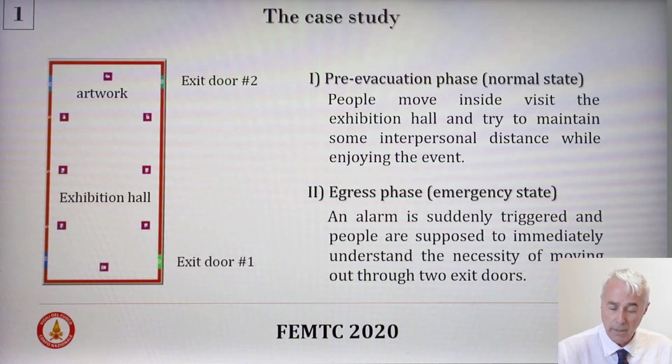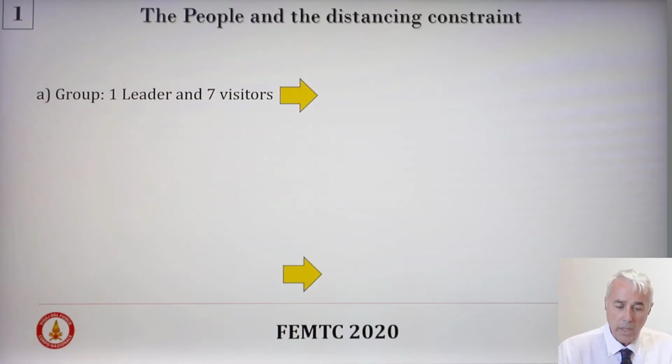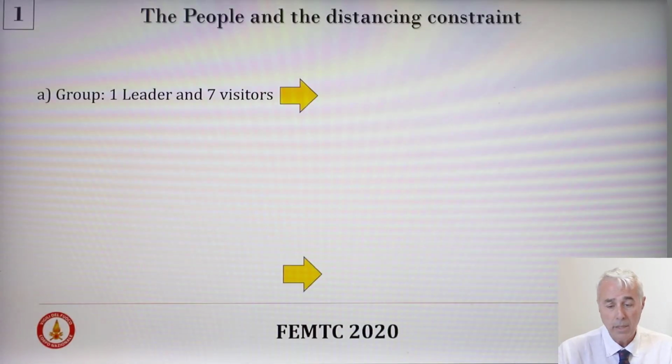For the second phase, the emergency state, the alarm will be triggered, and we imagine that people immediately understand the need of moving outside through the two exit doors available to them. The focus is here on the people and the distancing constraint.